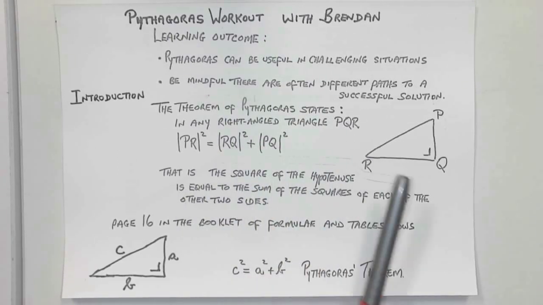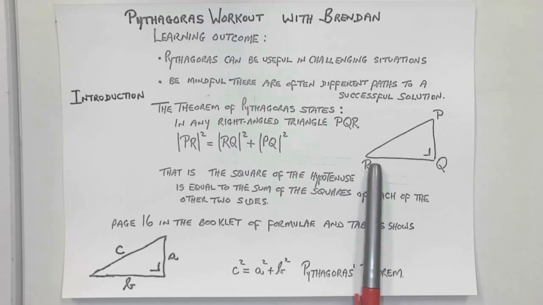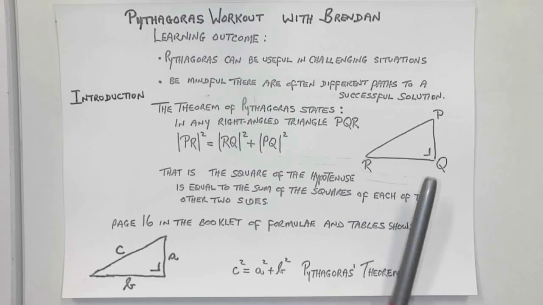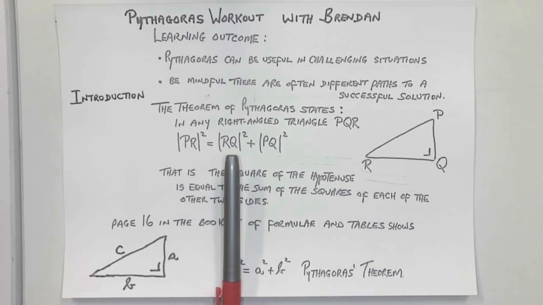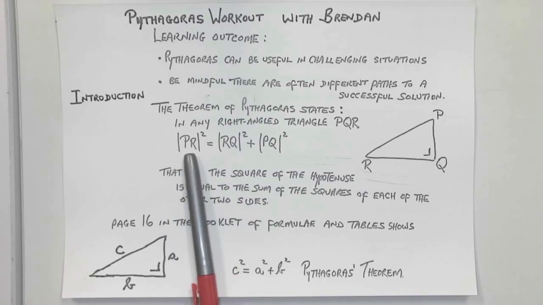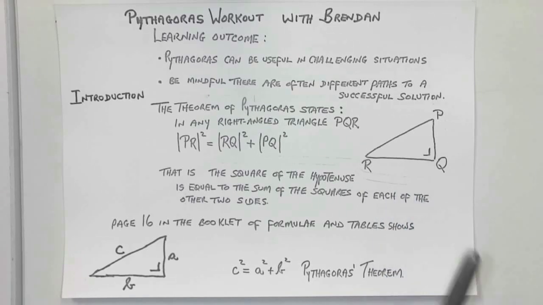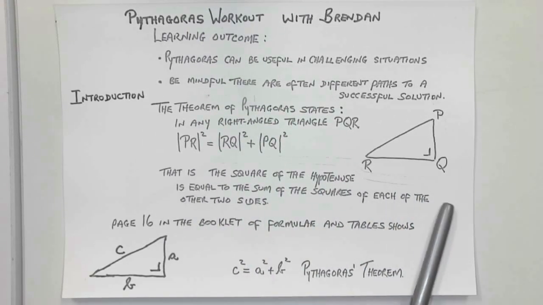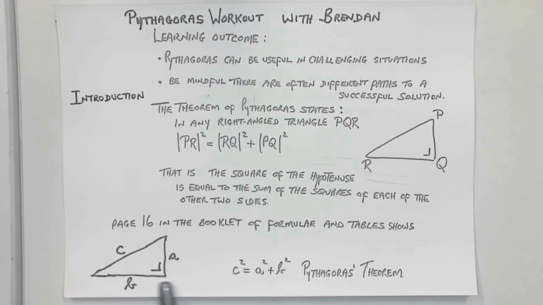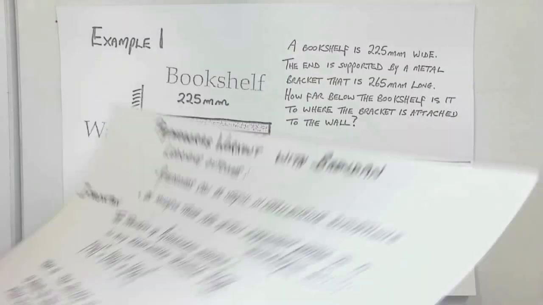The theorem of Pythagoras states that in any right-angled triangle, here I've got PQR, it's the right angle marked, that PR squared is equal to RQ squared plus PQ squared. And most people will be very familiar with that. In English, the square of the hypotenuse is equal to the sum of the squares of each of the other two sides. A critical piece of information from my point of view is, remember page 16 in the booklet of formula and tables shows you this: c squared is equal to a squared plus b squared. And that's the famous theorem.